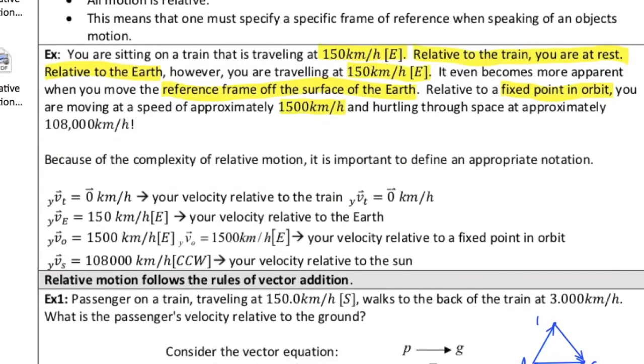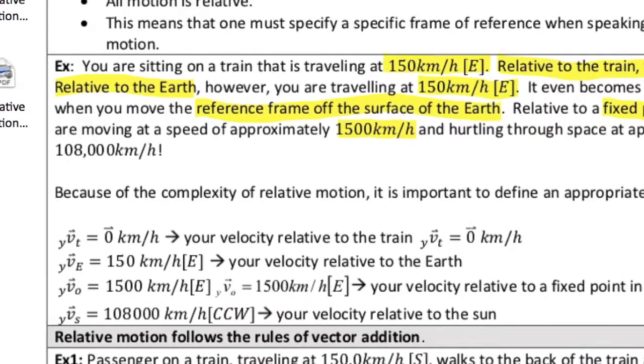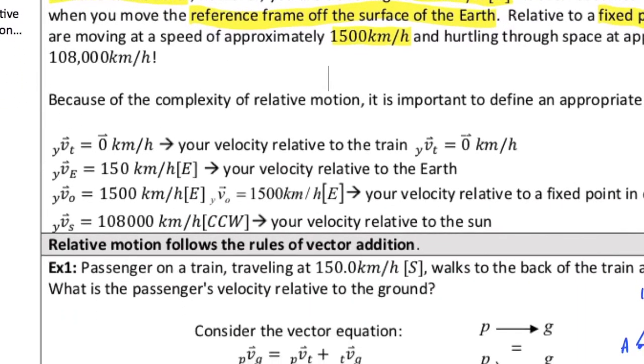So because of this complexity of relative motion, we have notation that helps us keep things straight. You're familiar with velocity as a vector, but here we have a couple of subscripts, one a pre-subscript and one a post-subscript. And this is how it reads. Your velocity with respect to the train would be 0 kilometers per hour. However, your velocity with respect to the Earth would be 150 kilometers per hour east, but that is in relation to the Earth itself.